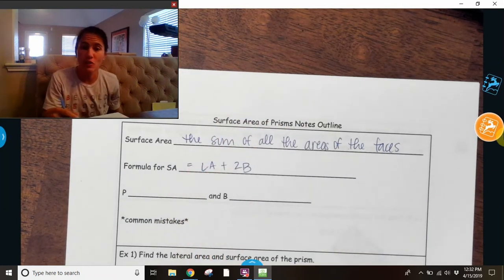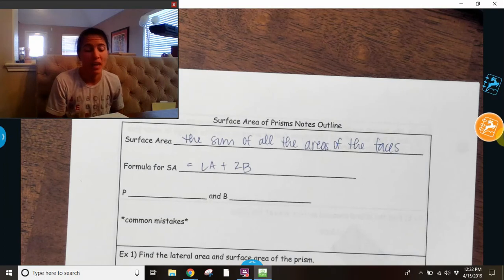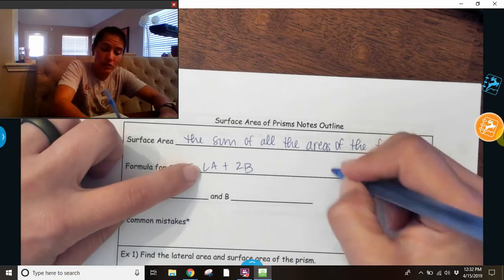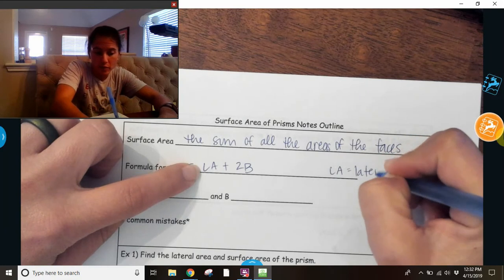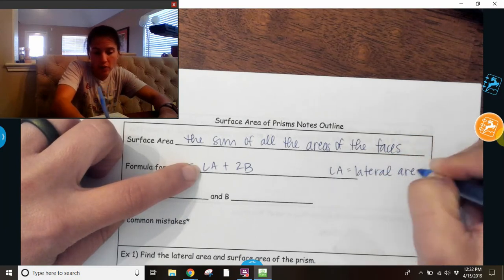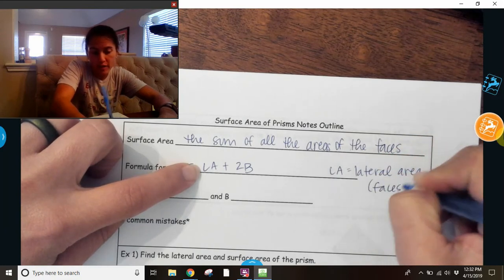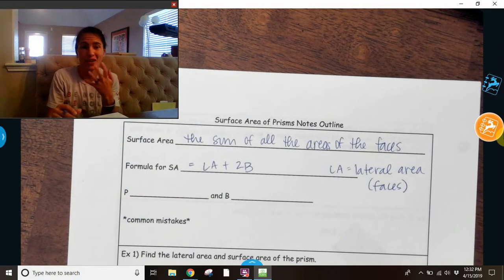And I'm going to go through what those are, LA plus 2B, where it can start always with LA plus 2B. LA means lateral area. And those are the faces. Those are the faces that go around the shape.